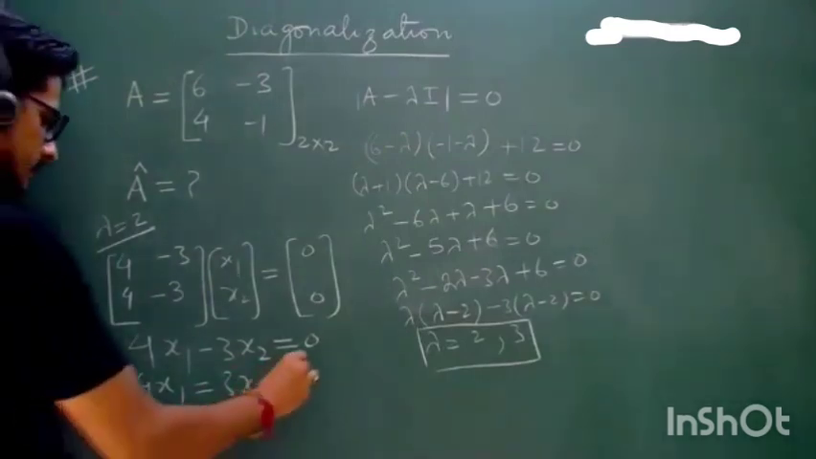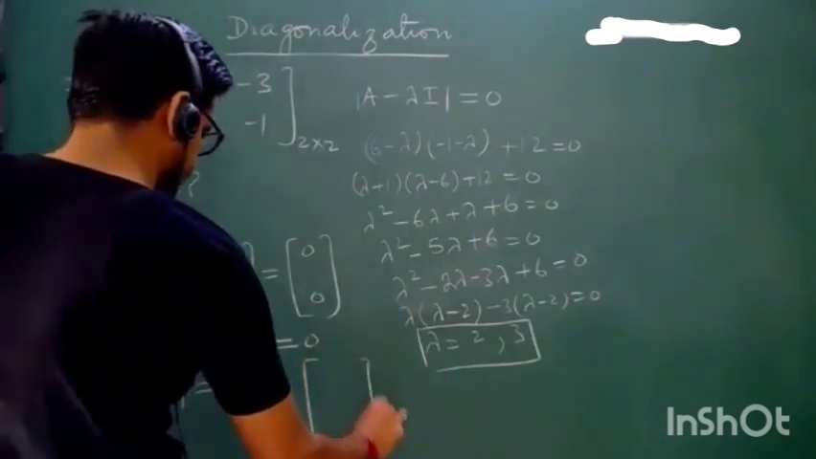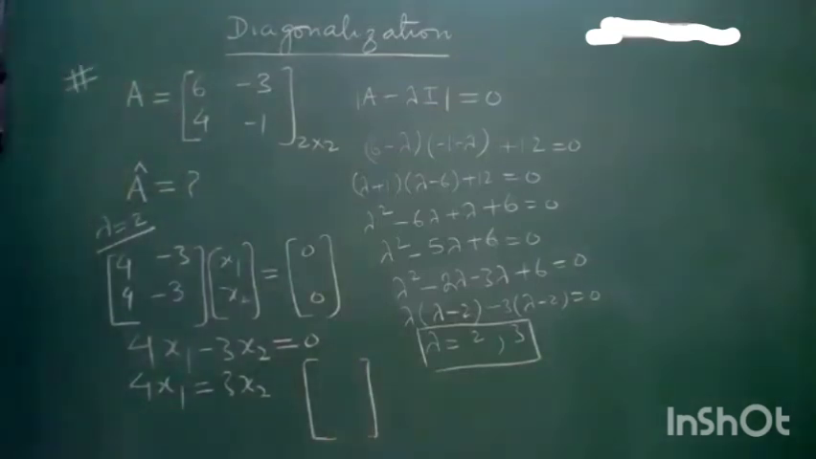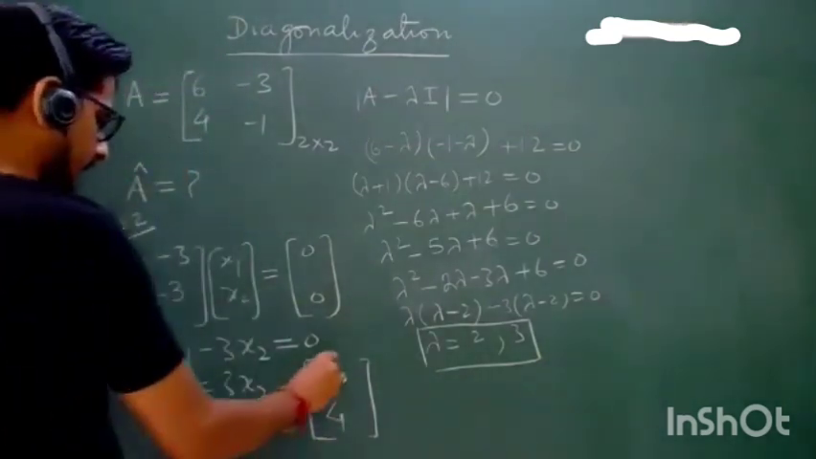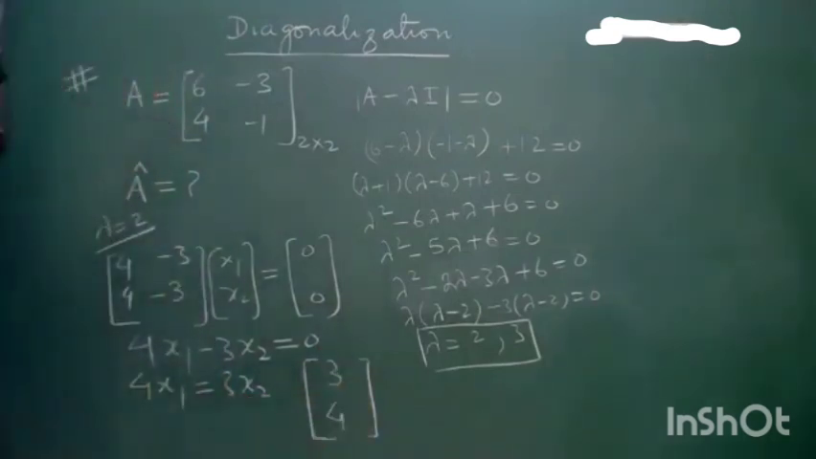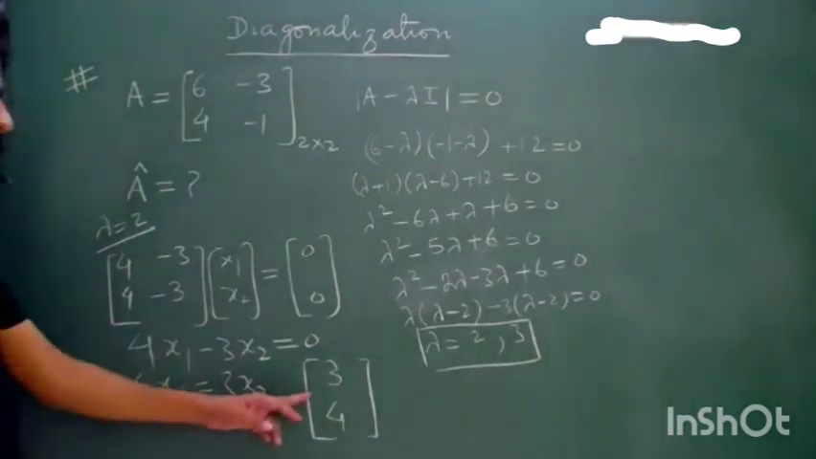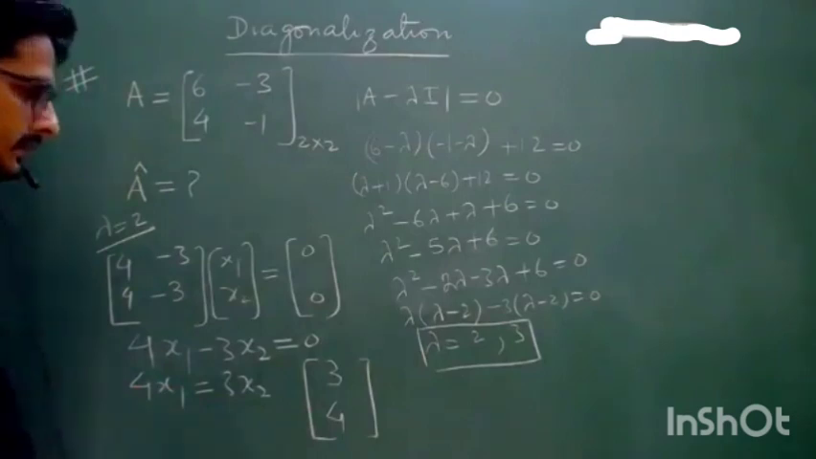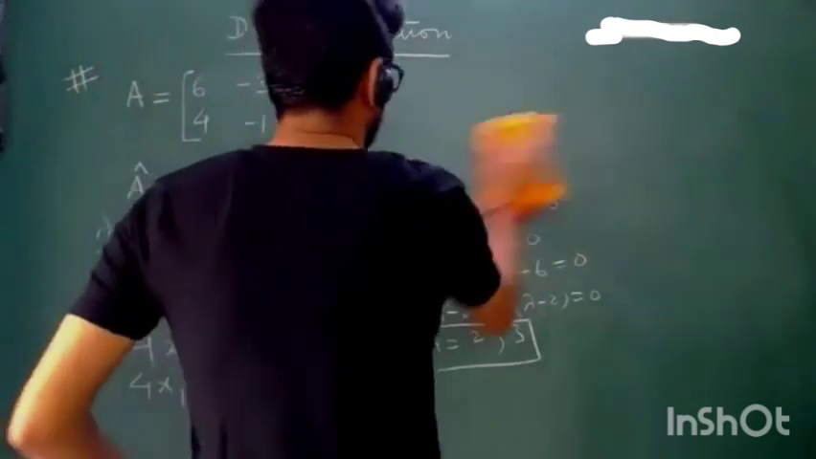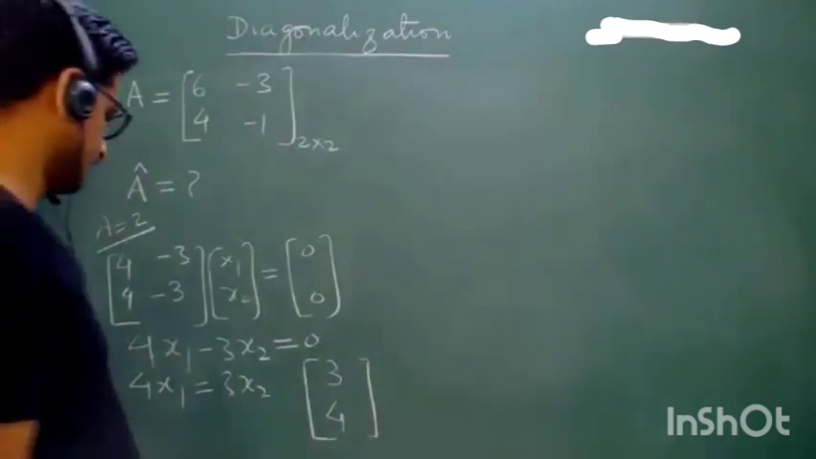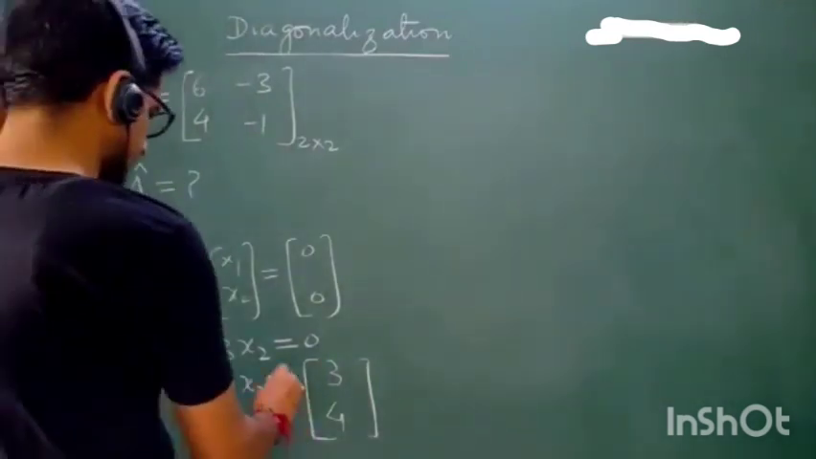Okay, so if I take the value of x2, suppose I take the value of x2 as 4, so what will be the value of x1? It will be 3. Correct? So it will become 3 and 4. And so this is the vector, this is the first eigenvector.